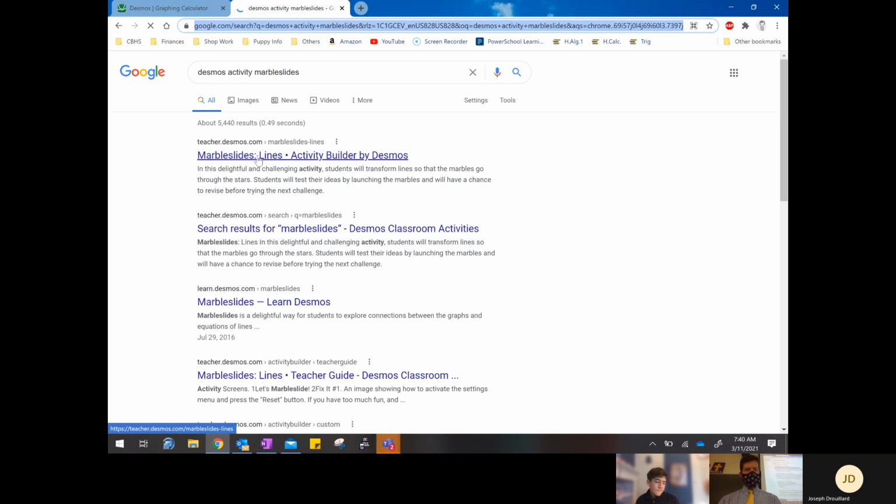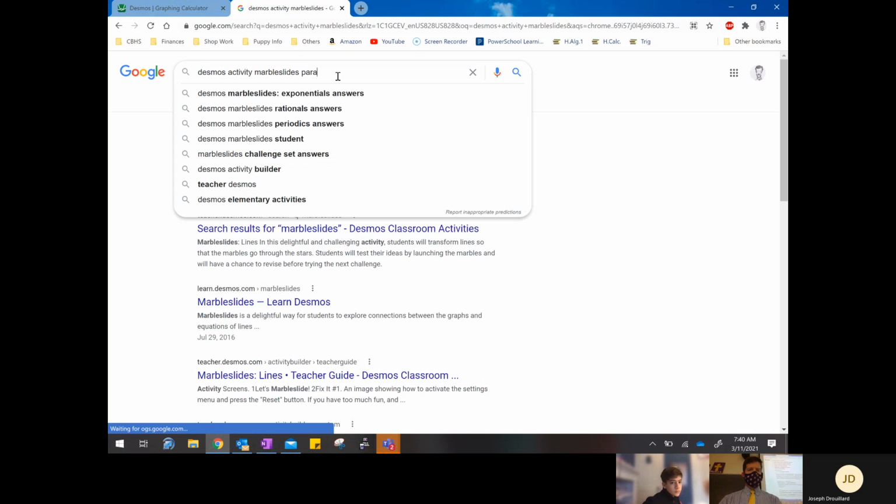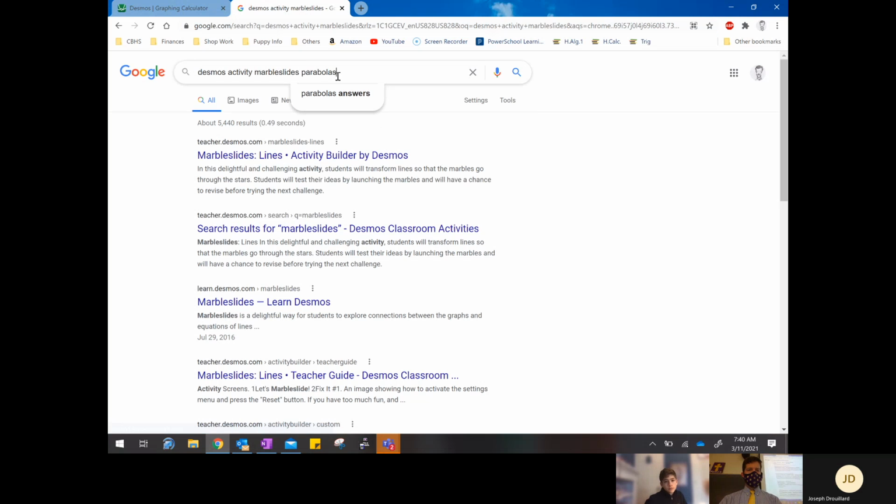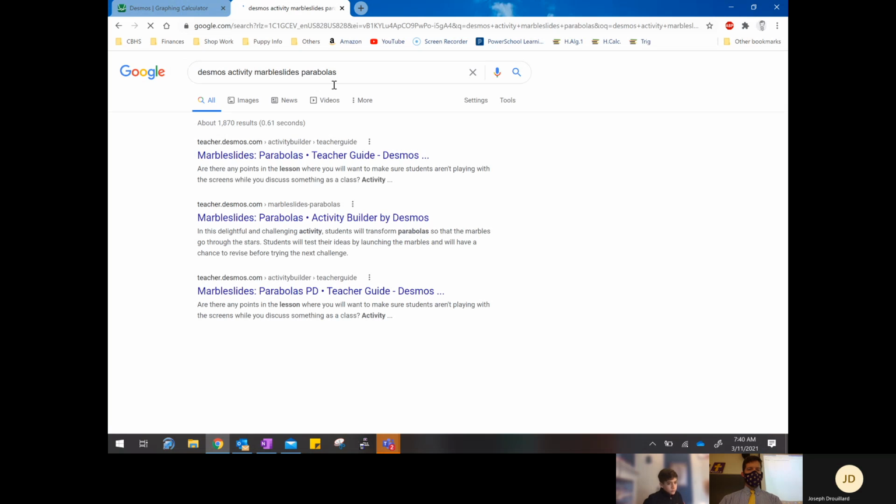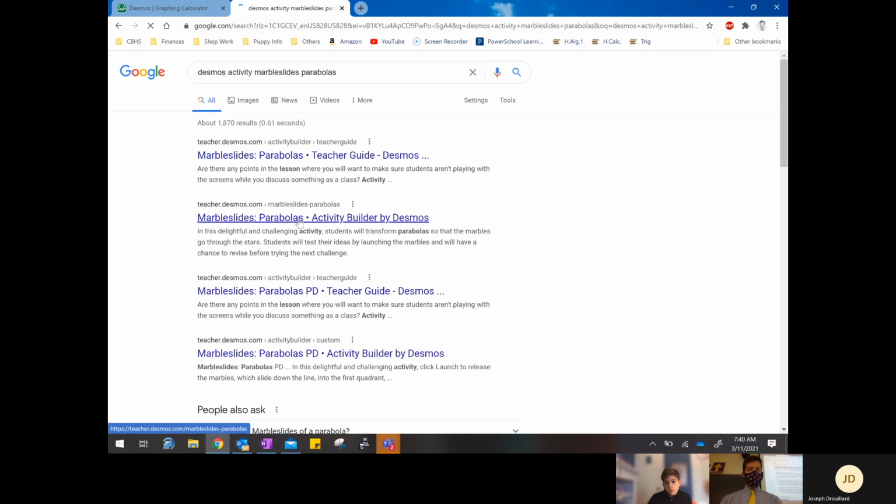Marble slides lines. No, I don't want marble slides lines. I want marble slides parabolas. I think this will be it.